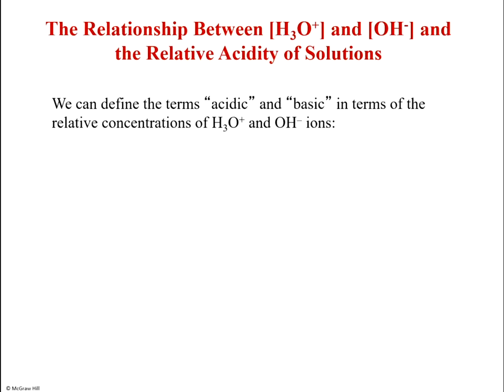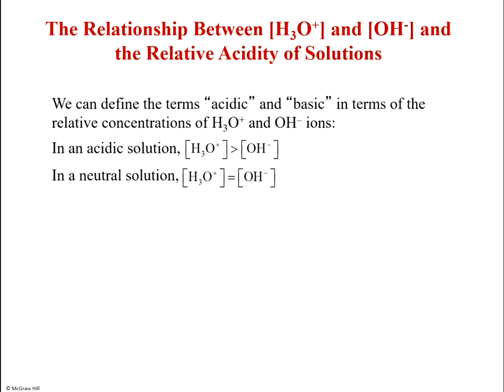Now, we often use the phrase acidic and basic to indicate the relative concentrations of hydronium and hydroxide ions. Since we know the neutral situation has 10 to the minus 7, in an acid solution, the hydronium ion concentration is greater than hydroxide, and hydronium will be greater than 10 to the minus 7. In a neutral solution, they're equal, and in a basic solution, the hydroxide will become greater than 10 to the minus 7.